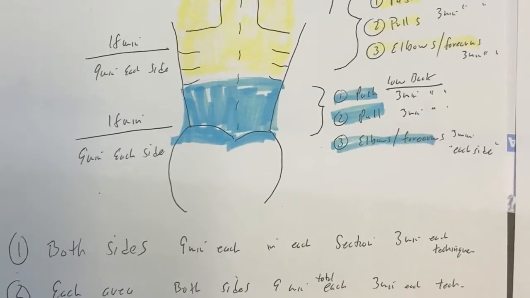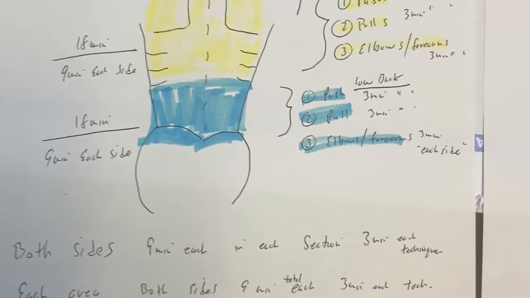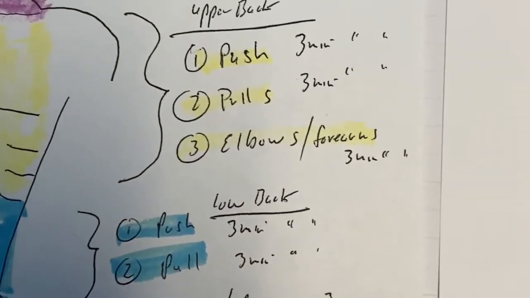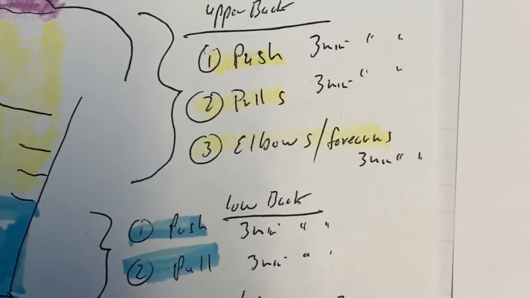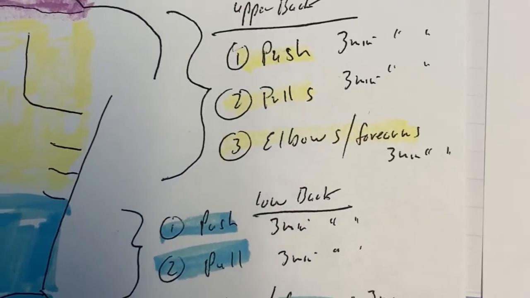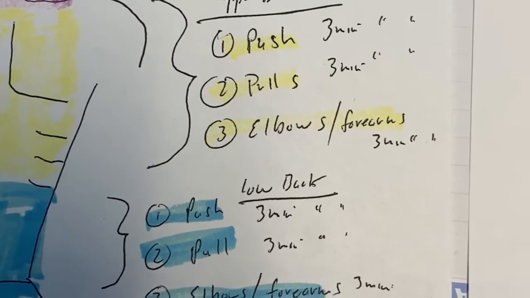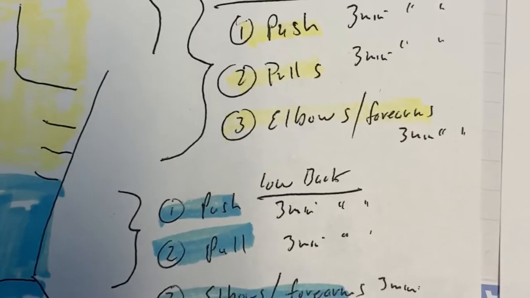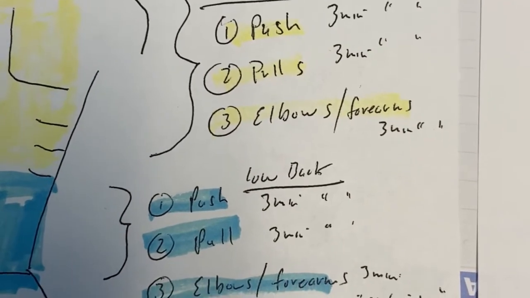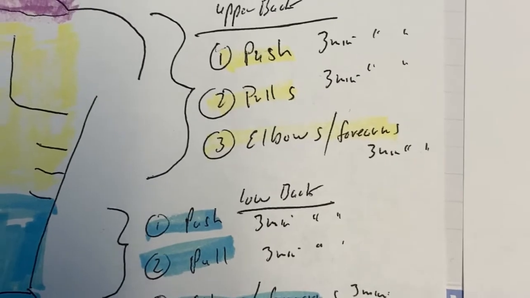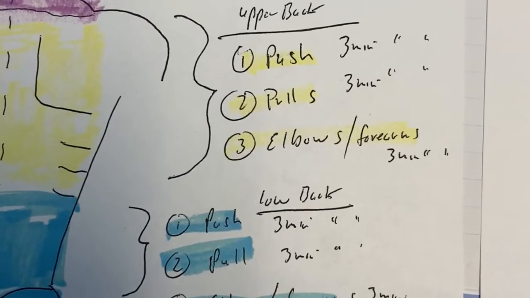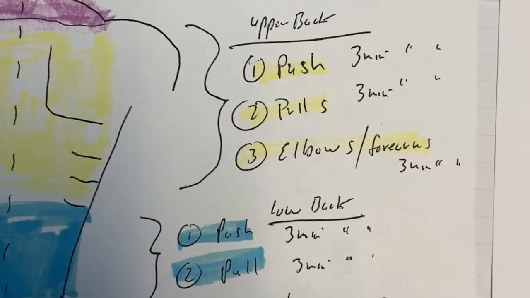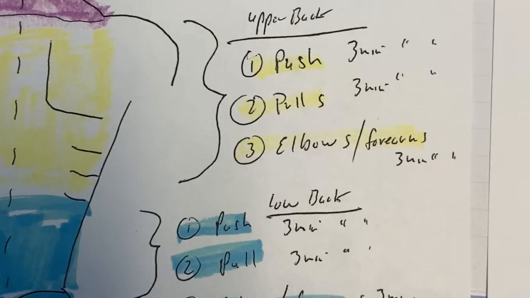You'll spend 9 minutes on each side using these techniques, 3 minutes each for each area. Top one, knuckles, pulls, forearms for the neck. The upper back, push, pulls, elbows / forearms. Low back, push, pull, elbows, forearms. 3 minutes of each one of those techniques on both sides, total of 9 minutes on each side, 18 minutes total for each region, 54 minutes total.